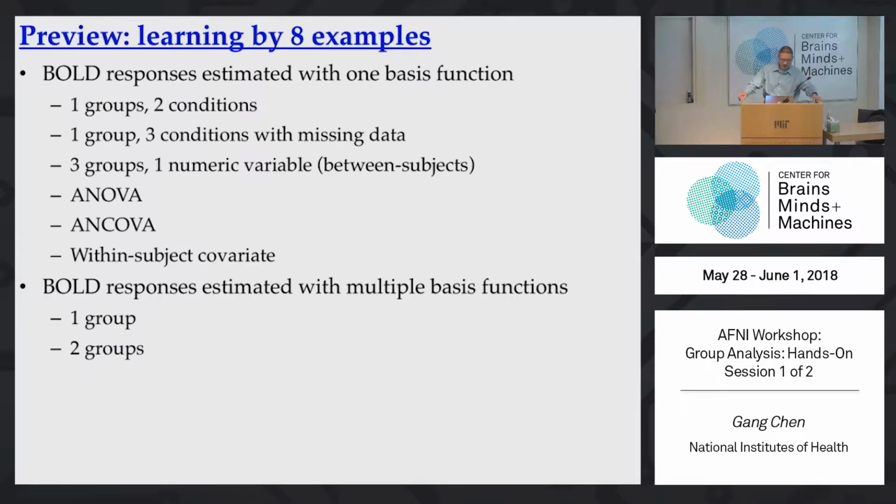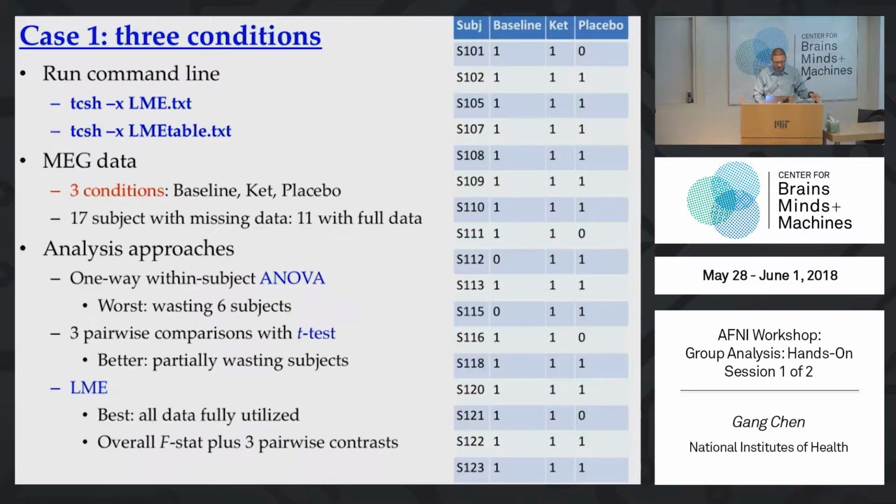Now we have about 6 examples we're going to go through. The first one is the case where we have 3 conditions, just one group of subjects with 3 conditions. It's an MEG data set. We can conceptualize it as a one-way within-subject ANOVA, or repeated measures ANOVA, where the factor is the condition. We have 3 levels: baseline, ketamine, and placebo. There is one group of 17 subjects.